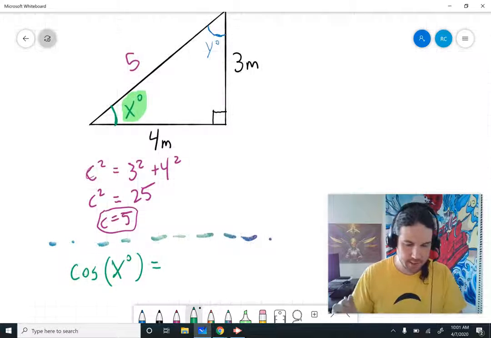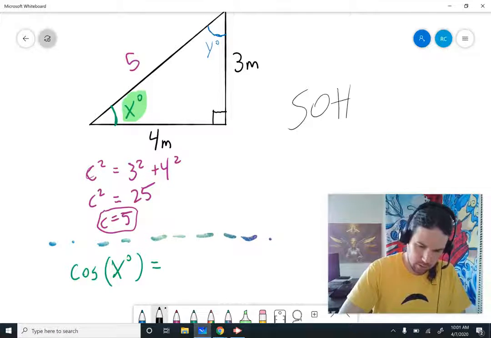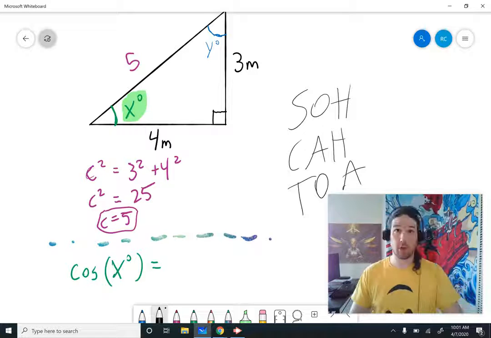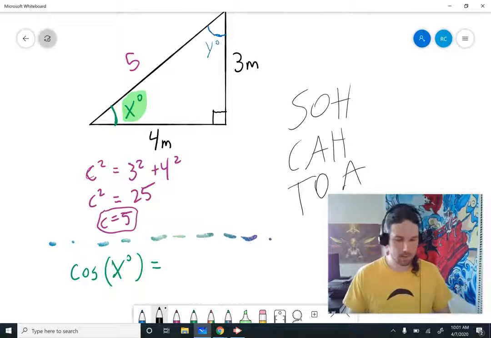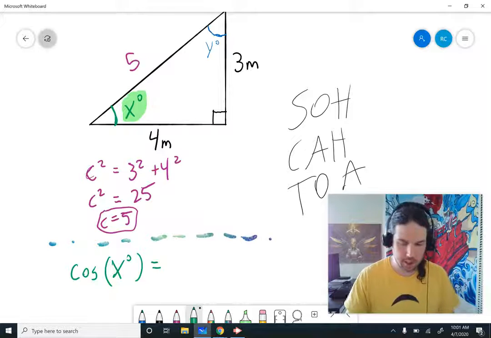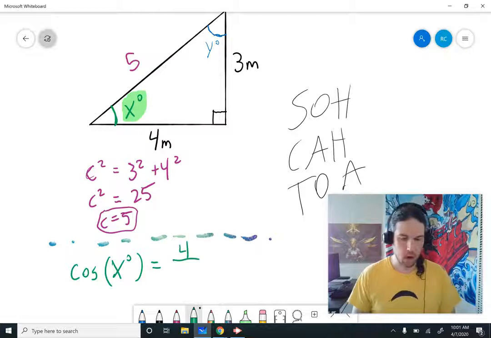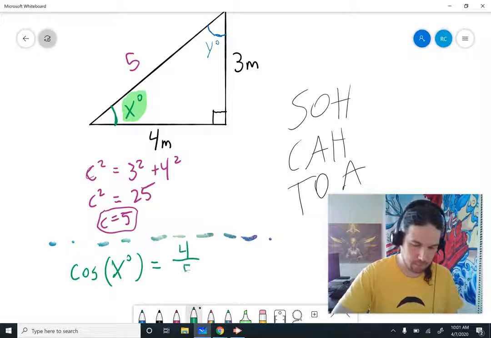Let's see, cosine is adjacent over hypotenuse. Ooh, I forgot to write it. So, CAH TOA. Sorry, almost forgot. So yes, cosine is adjacent over hypotenuse. Adjacent to that x is 4 meters. Opposite is 5 meters.